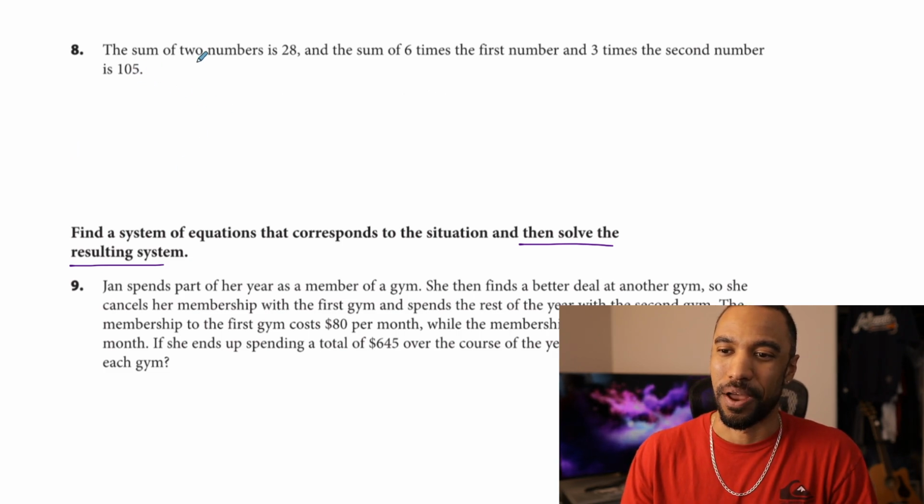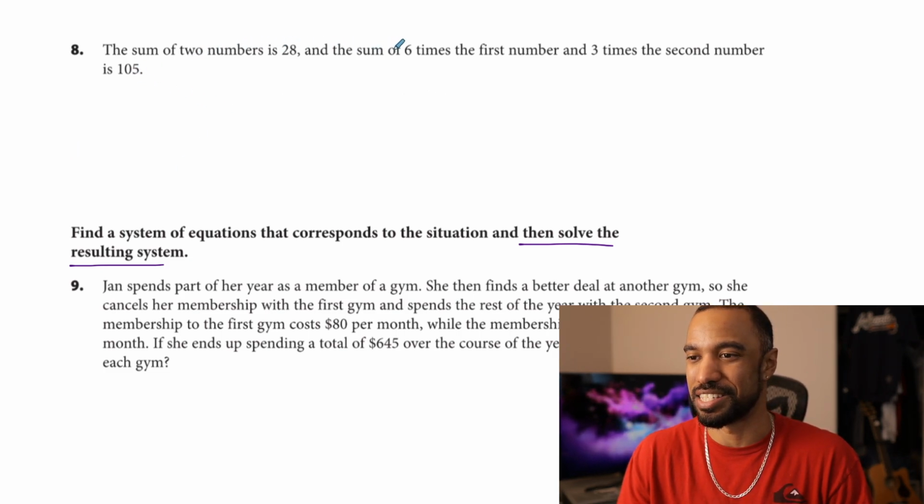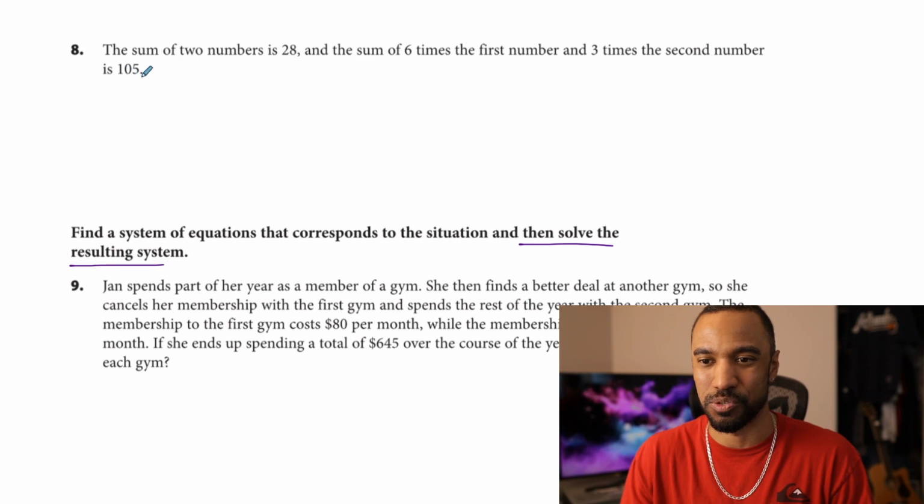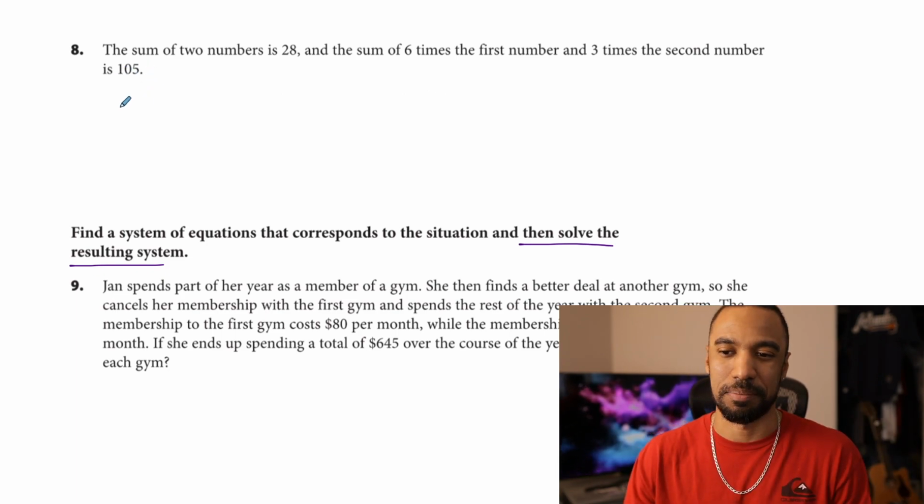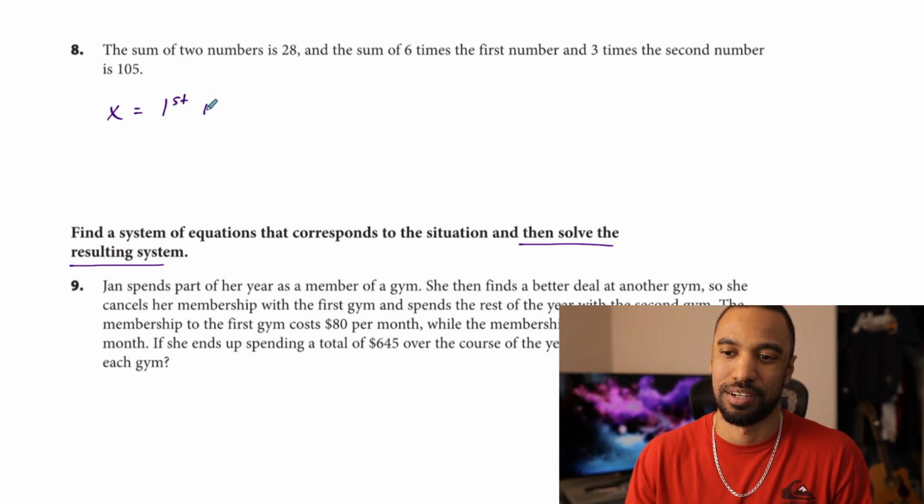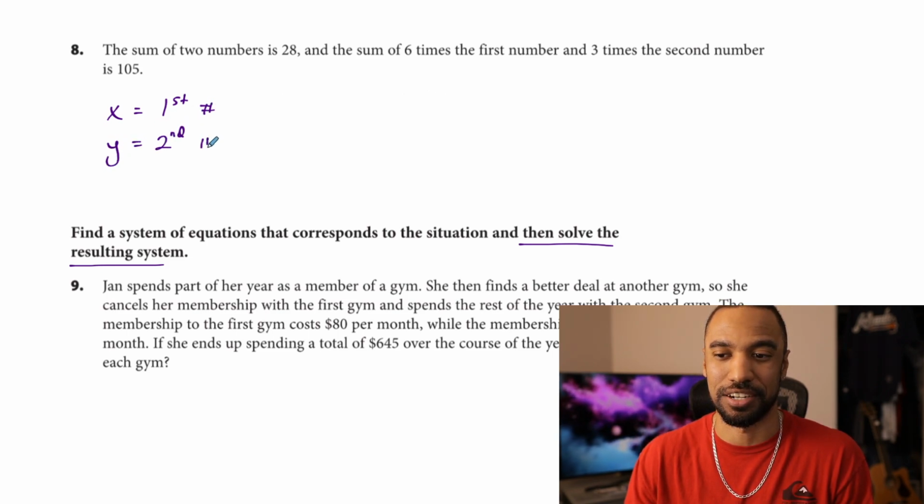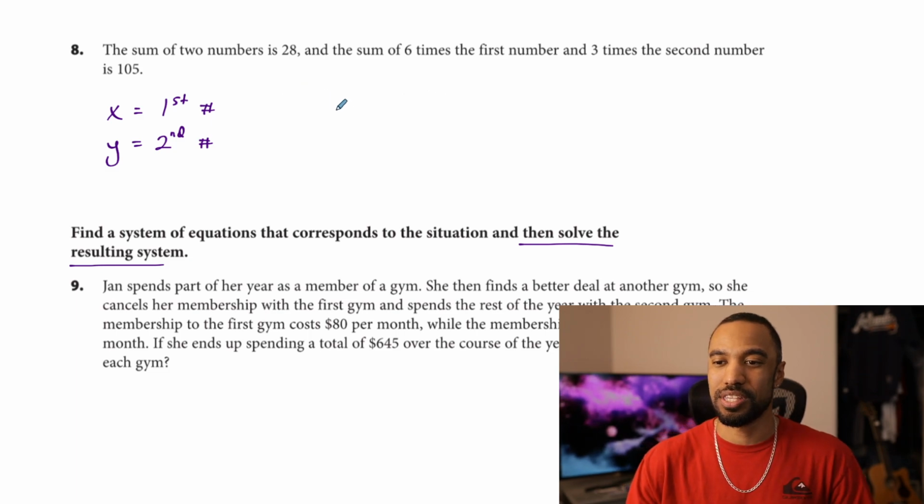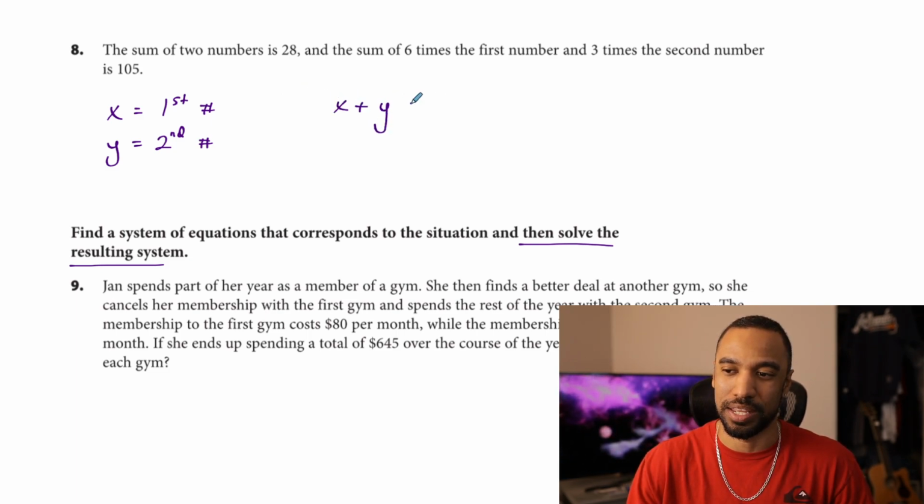So there we go. All right, the sum of 2 numbers is 28, and the sum of 6 times the first number and 3 times the second number is 105. Just like last time here, guys, X is the first number, and Y is the second number here. Sorry, I'm getting really hungry. I feel like actually making something here. So this is like last time, guys. X plus Y equals 28.